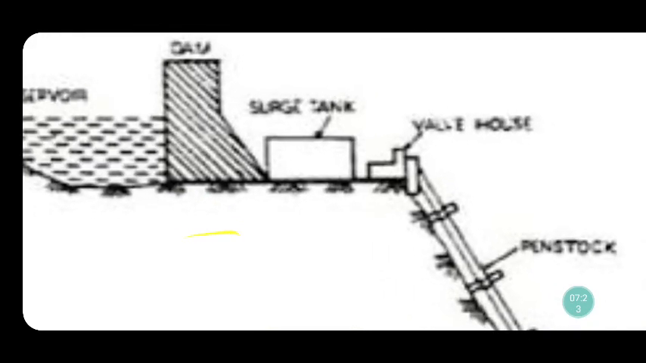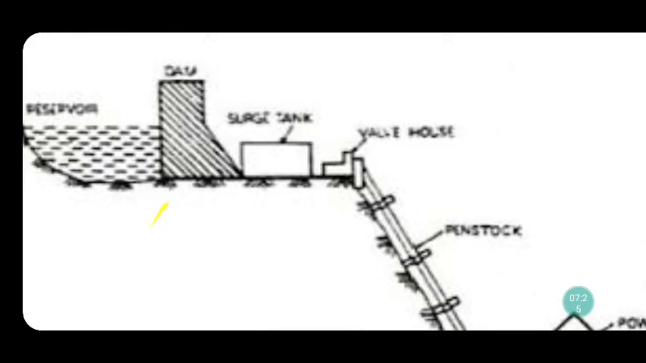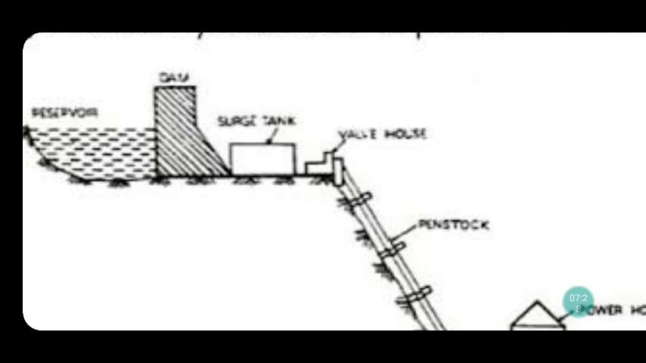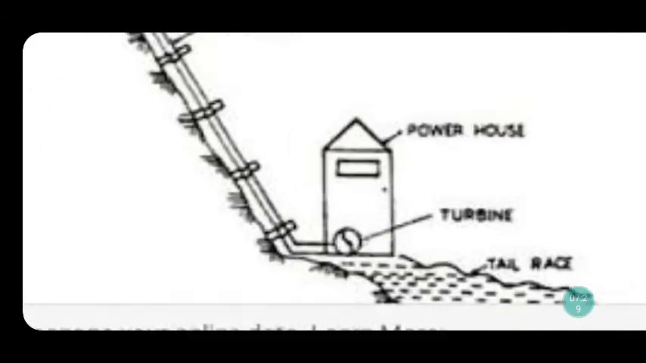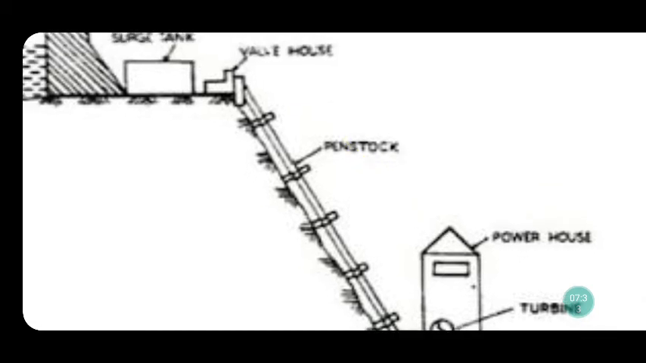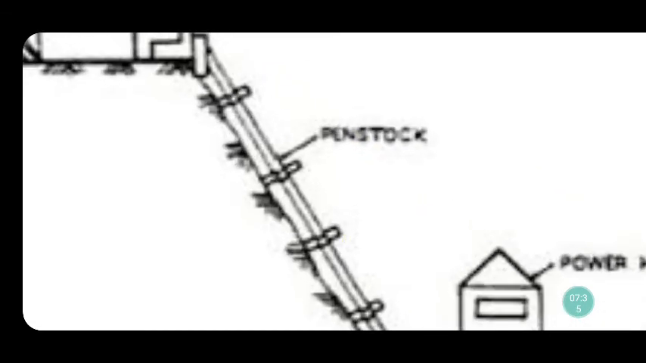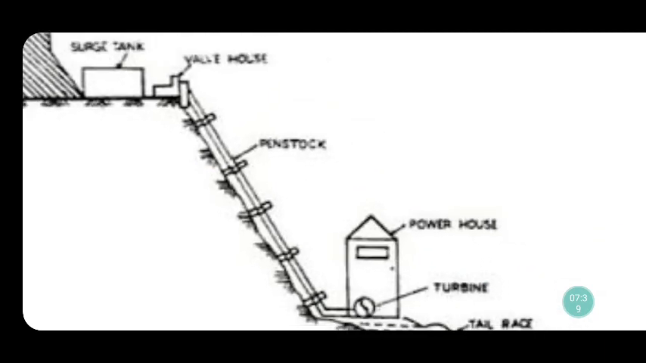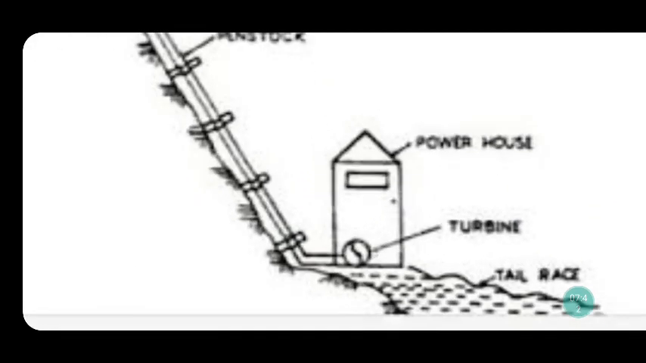The water will come from this head level, the upper layer, to the powerhouse. The water comes from that upper layer to the powerhouse through this tube, which is called what? Penstock. Okay, next, this is the powerhouse.